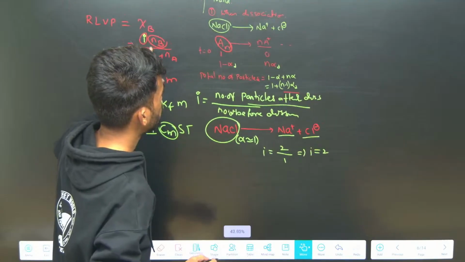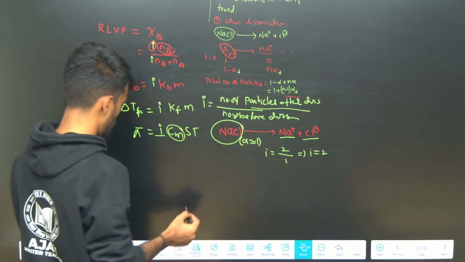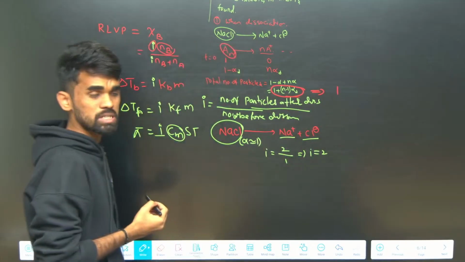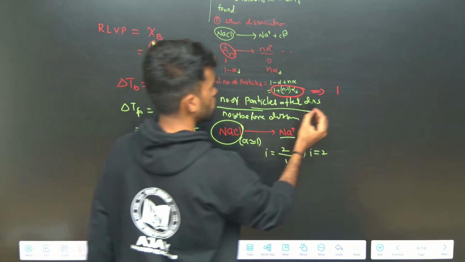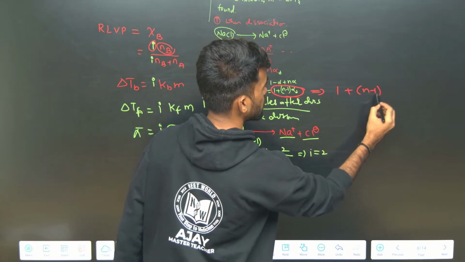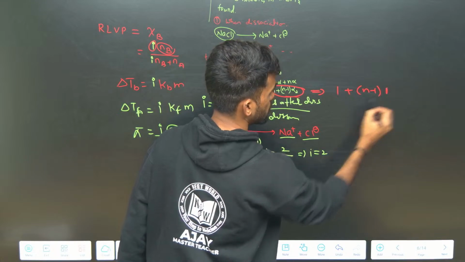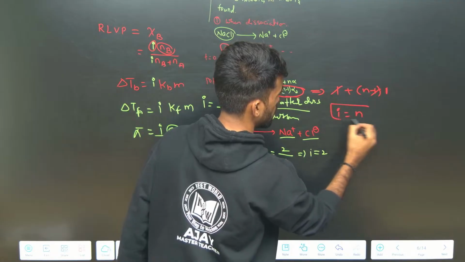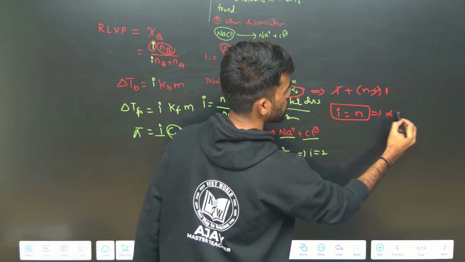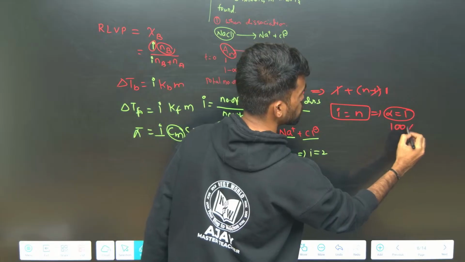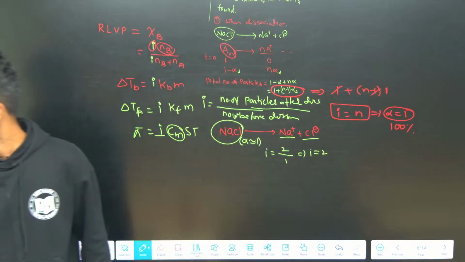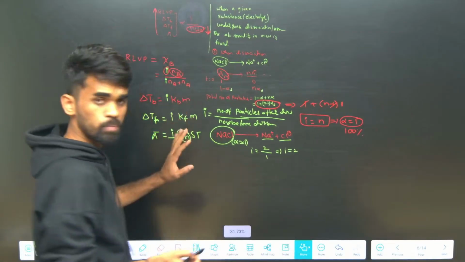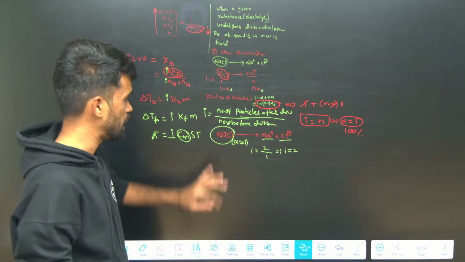Now for a strong electrolyte, what happens to the total number of particles? This is a formula you should remember. For alpha equals 1 for strong electrolytes, it becomes 1 plus (n minus 1) into alpha, and alpha is 1, so the 1 is cancelled and i becomes equal to n. Alpha equals 1 means 100% dissociation. Hope this discussion is clear. It will be more clear with 1 or 2 examples.